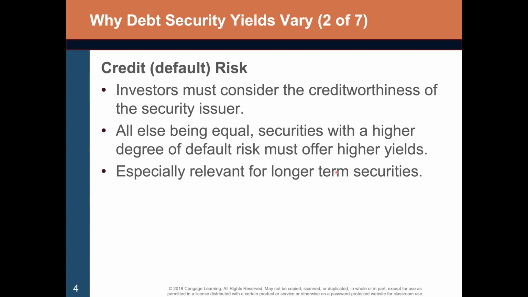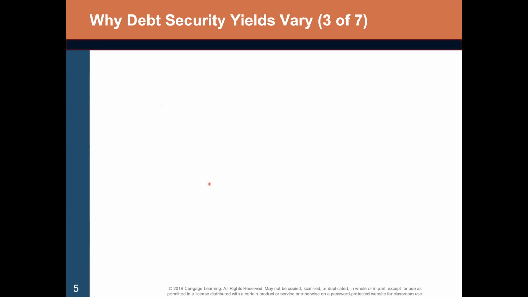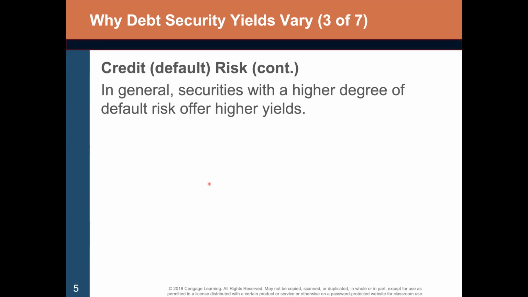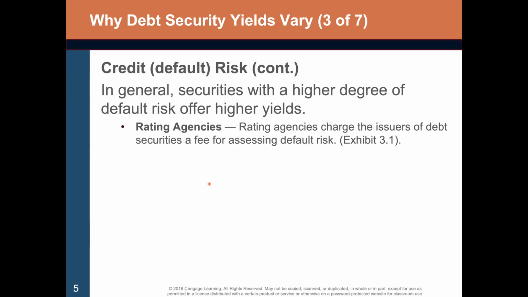This is especially relevant for longer term securities. If it's a short-term security, then the default risk is significantly less. You'll understand whether or not they're going to be able to pay you in the short term. But with longer term securities, the default risk becomes a lot larger. So in general, securities with a higher degree of default risk offer higher yields.